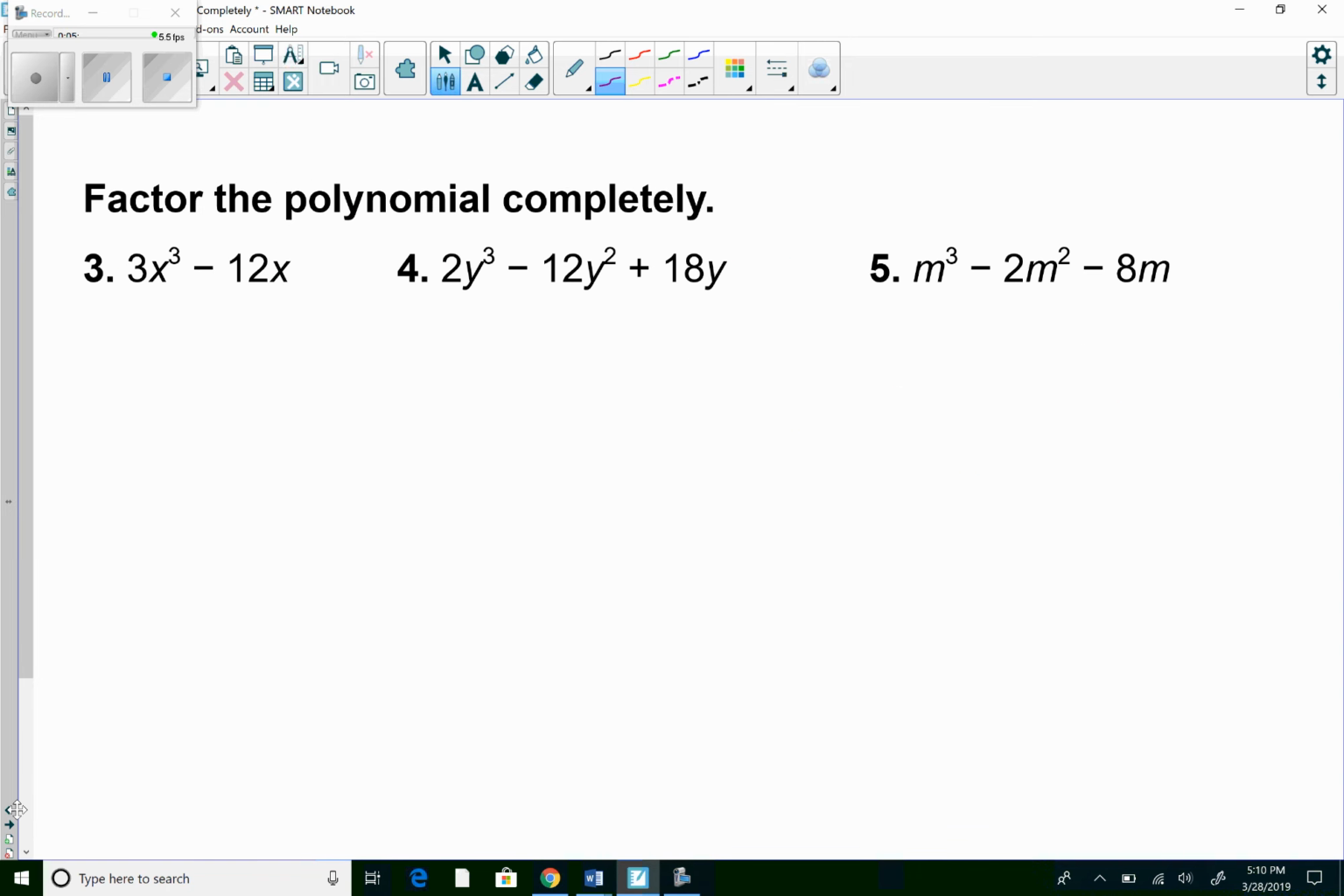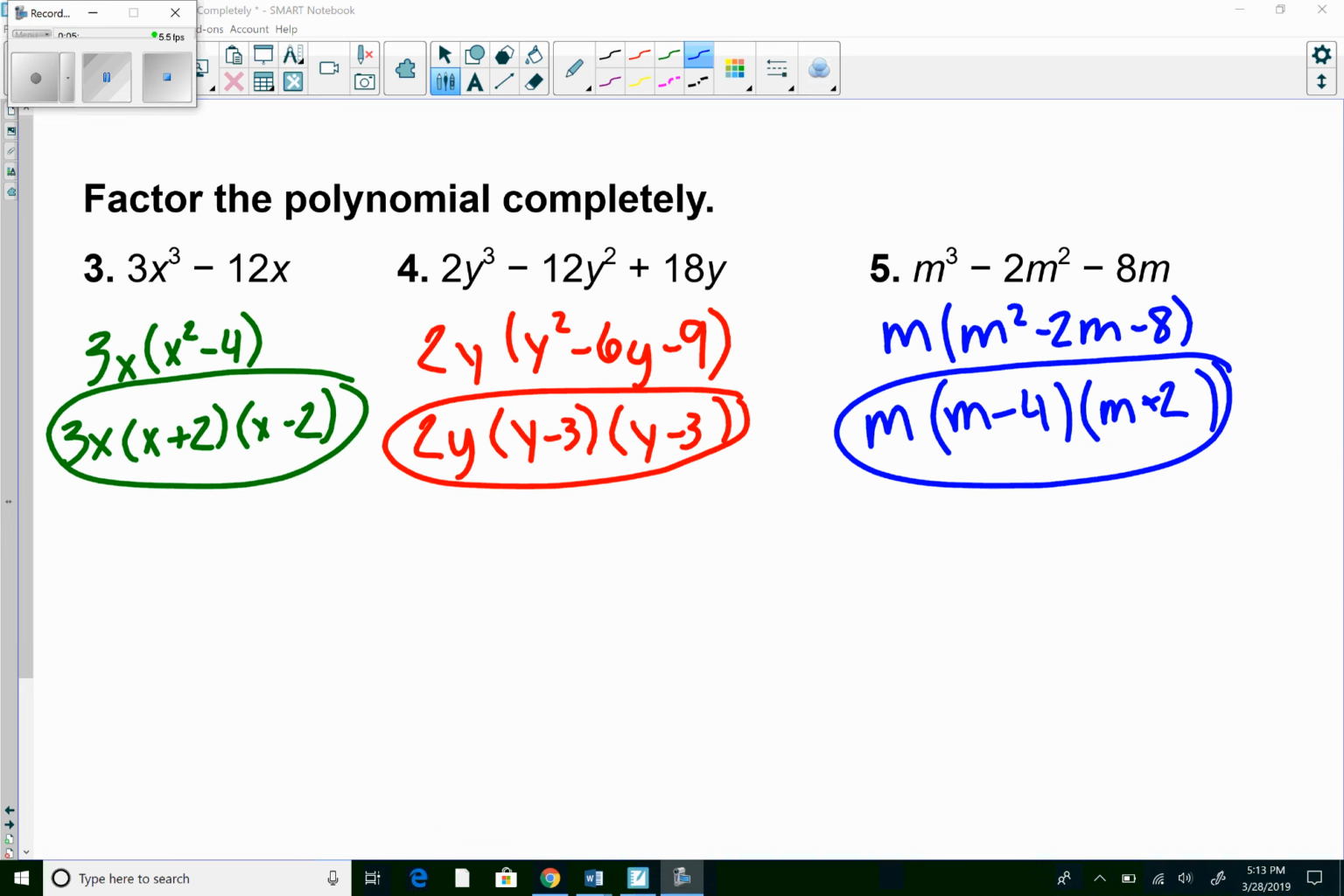Again, go ahead, pause the video, try these next 3 on your own, and let's see what we can come up with. All right, so you've got 3x times x plus 2 times x minus 2. Again, you can take that x squared minus 4 and break it down even further. So that's one of those polynomials that we have to be able to start recognizing.